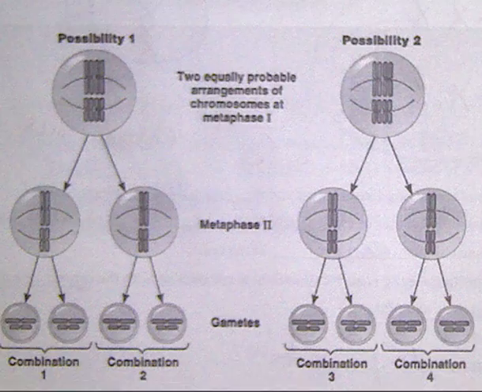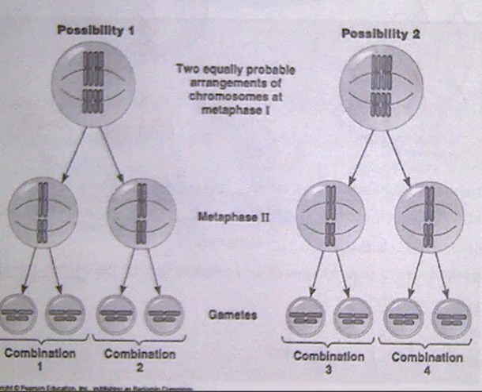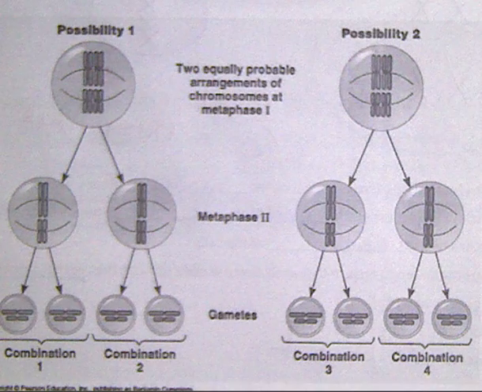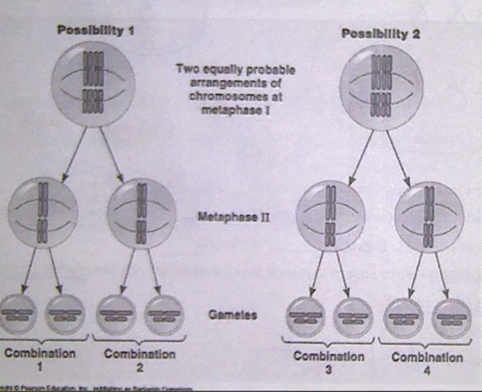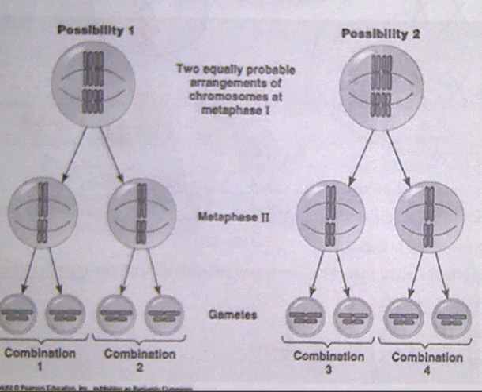A second source is this idea of independent assortment. This is a fancy way of saying that my homologous chromosomes can line up any which way that they choose. Okay?